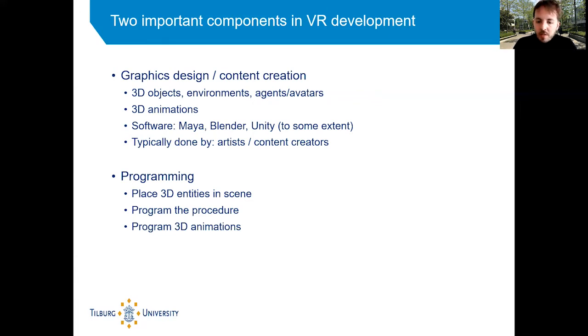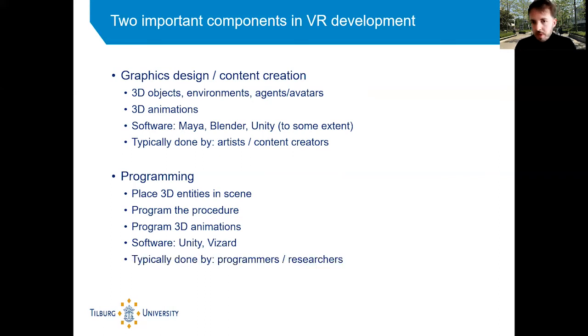Also, animations can actually be programmed. If you want to have a virtual agent walk around, you can animate this graphically, but you can also program this. If your virtual agent inside of its virtual body has certain joints and bones, you can just program an animation. You can say at this time point, the legs of this virtual agent should start moving in this and this way. You can program it if you don't want to graphically animate. And this programming is typically done in Unity itself or Vizard. Maybe you've heard about this. And as I said, typically done by programmers or researchers.